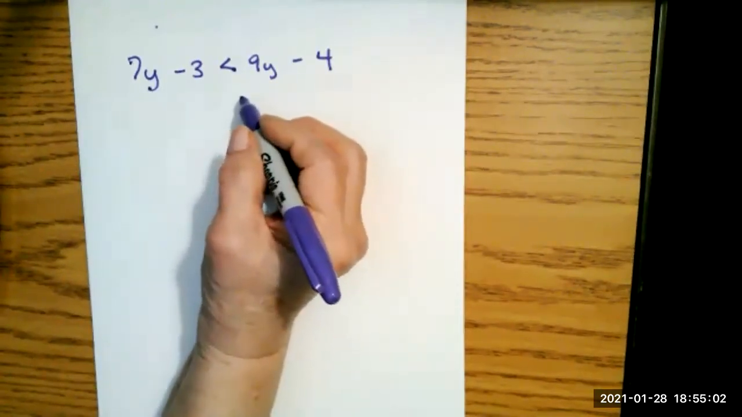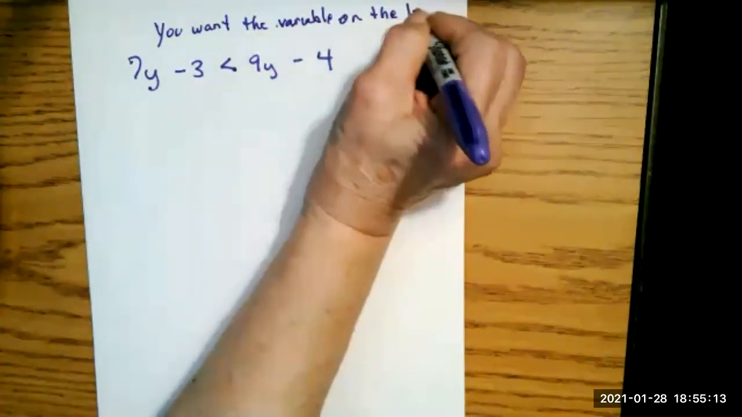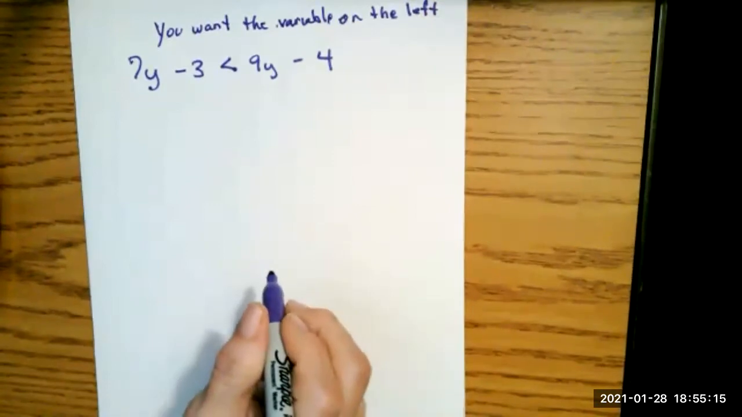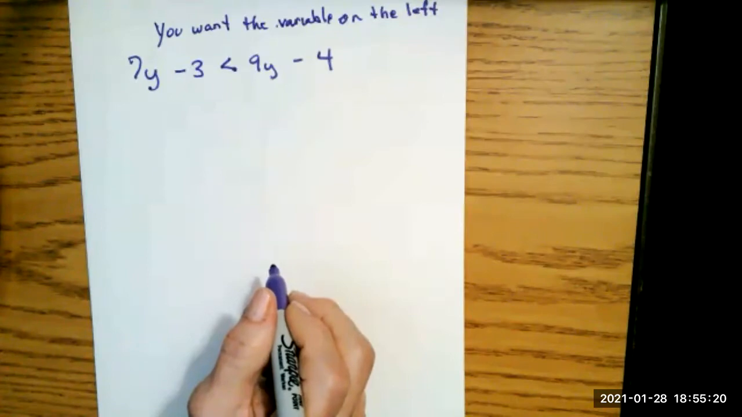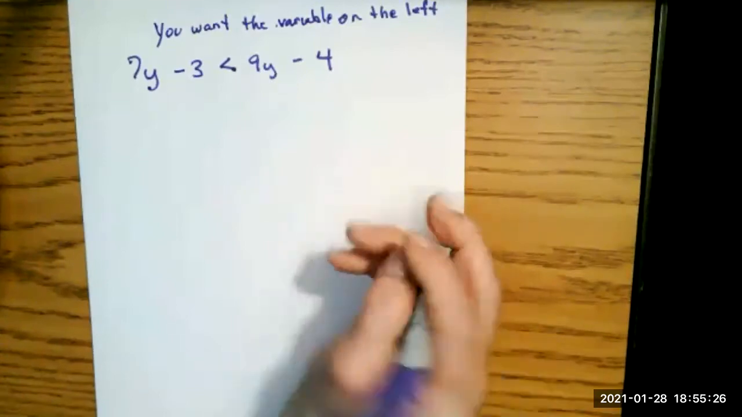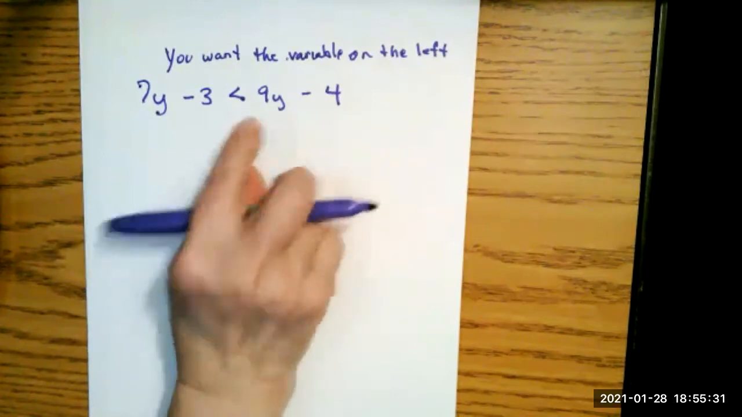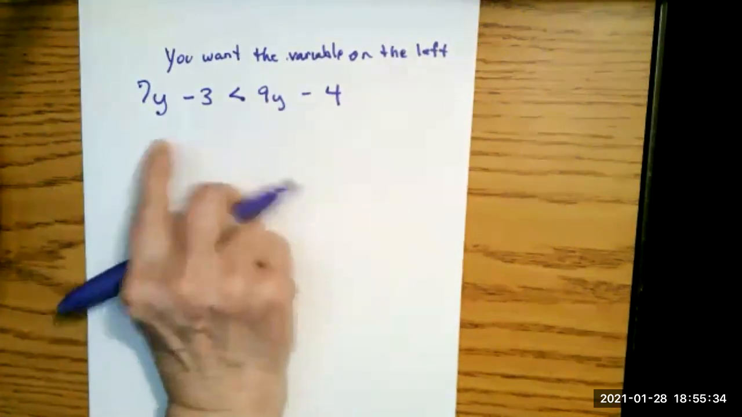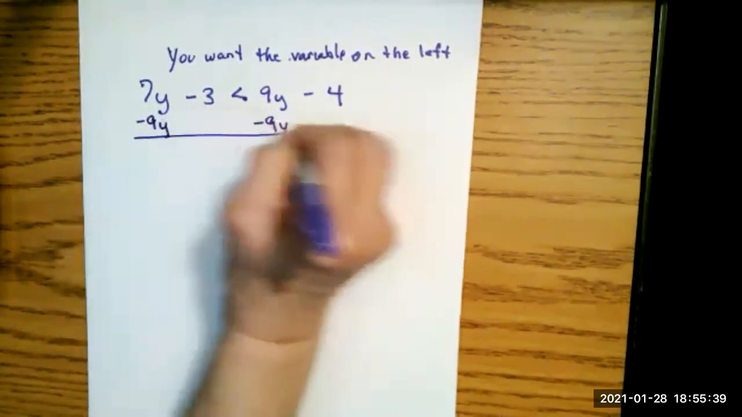This is an inequality. On inequalities, you want the variable on the left. Doesn't matter on equations, but on inequalities, it does make a difference. Now, normally most of you, in fact, most of you did, subtracted 7y from both sides. And you can get away with doing that. It's just a long way around to the answer. So if you'll keep in mind that you want to move this 9y over here instead of the 7y over there, then you will be in better shape when it comes to the end of this.